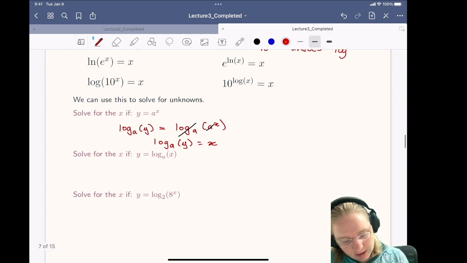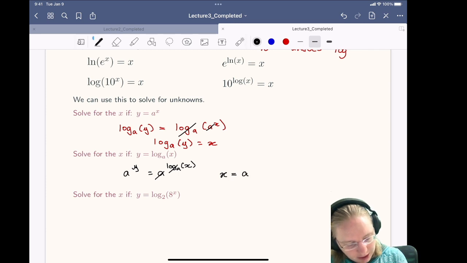All right. So similarly, we could use the opposite of the inverses to find the x in this equation here. So we have y equals log base a of x, and we're trying to isolate that x. So let's raise both sides to the a. So we have a to the y is equal to a to the log base a of x. Since I have the a and the log base a right next to each other, those two can cancel, and I just have that x is equal to a to the y.